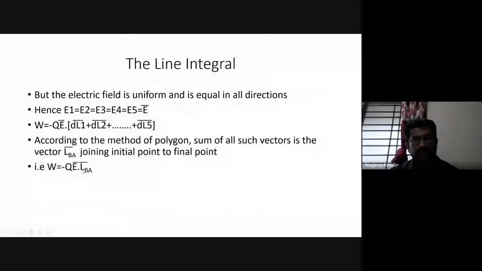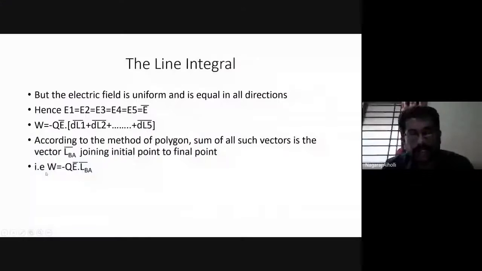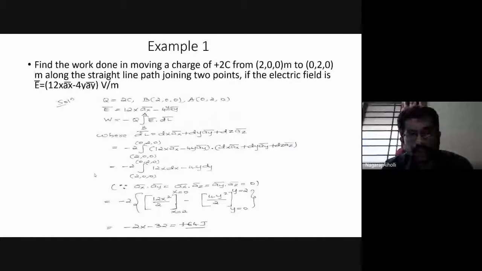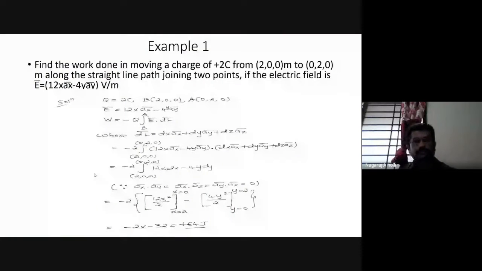So this is our theory of today's class. Let us solve an example quickly. Note down this example. Find the work done in moving a charge of plus 2 coulomb from 2,0,0 meter to 0,2,0 meter along the straight line path in 2 points, if the electric field is E bar equal to 12x AX bar minus 4y AY bar volt per meter. Note down the problem statement.